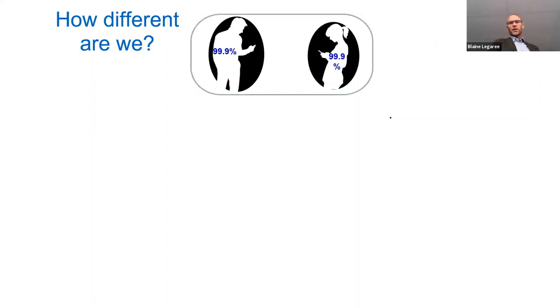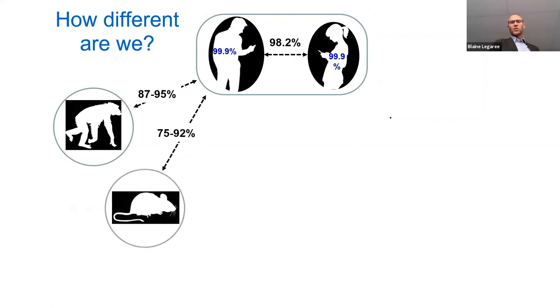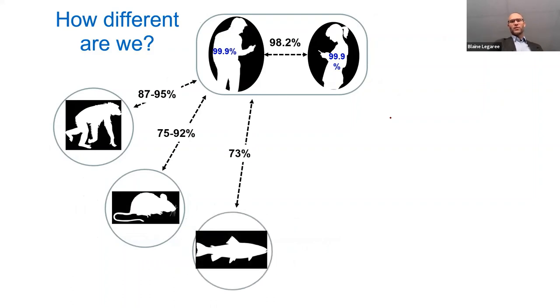Here's a human. If you're a male, your genome is about 99.9% the same as all the other male humans on the planet. If you're a female, it's about the same. And it turns out females and males are only about 98.2% the same. We compare this with chimpanzees and other primates, we're getting down into the low 90s and 80s in terms of percent the same. If you look at something like a mouse, 75-92%. The reason why I have different numbers, by the way, is there's different ways to do this kind of analysis. So these are just ballpark numbers.